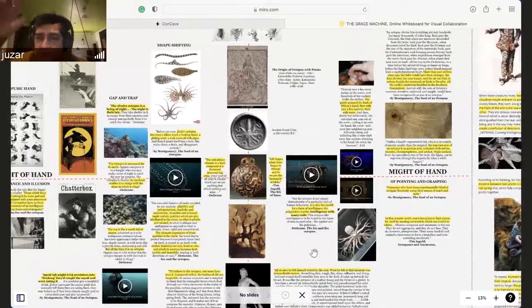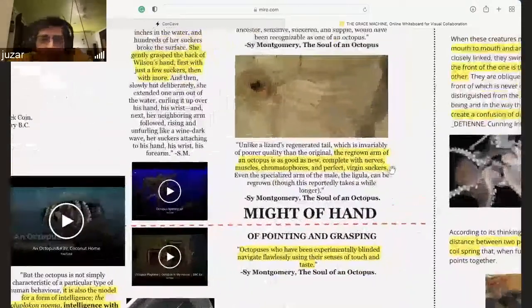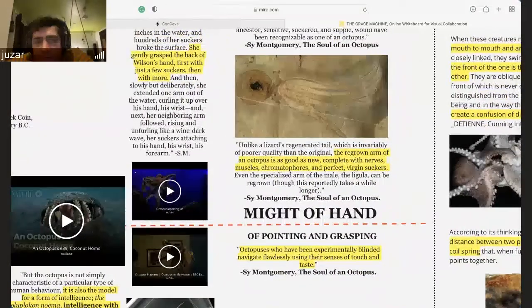Yeah, you can zoom in on the right, the might of hand part. Unlike a lizard's regenerated tail, which is invariably of poorer quality than the original, the regrown arm of an octopus is as good as new, complete with nerves, muscles, chromatophores, and perfect virgin circles. Even the specialized arm of the male, the ligula, can be regrown, though this reportedly takes a while longer. And octopuses who have been experimentally blinded navigate flawlessly using their senses of touch and taste, which also means that the octopus is not per se seeing things, but actually feeling its way through.